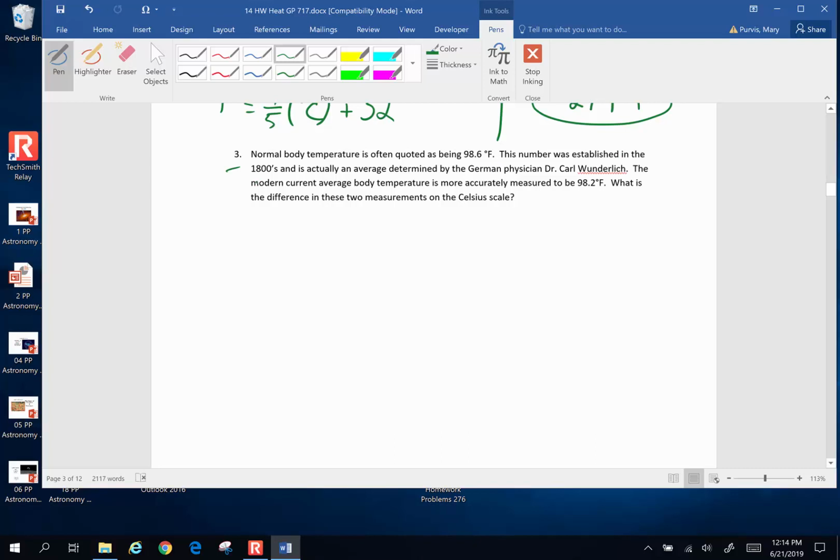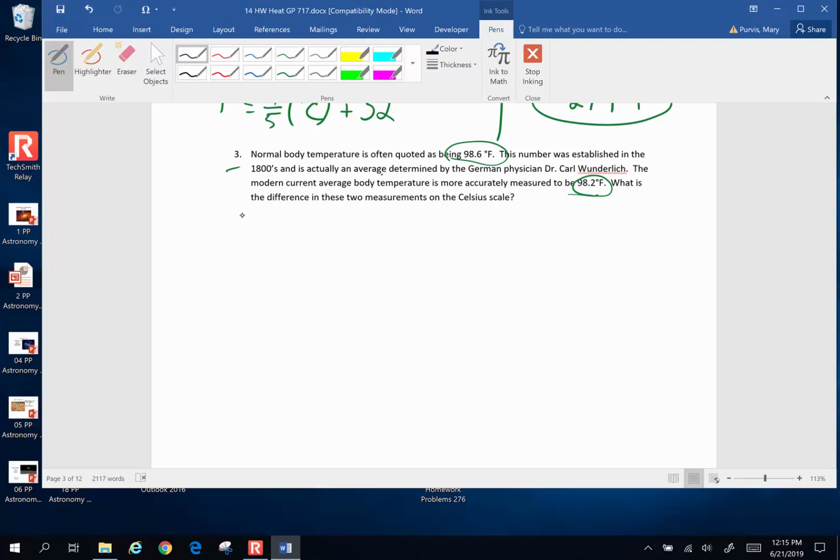Number three, normal body temperature is often quoted as 98.6 Fahrenheit. This number was established in the 1800s and is actually an average determined by the German physician Dr. Karl Wunderlich. The modern current average body temperature is more accurately measured as 98.2. What is the difference in these two measurements on the Celsius scale? Now, the best way to do this is we're going to take both temperatures, convert them to Celsius, and then subtract.